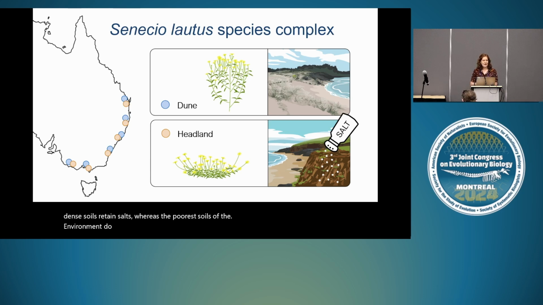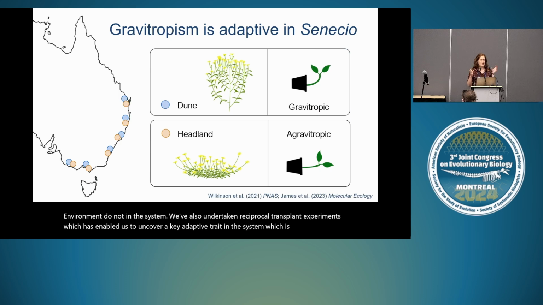In the system, we've also undertaken reciprocal transplant experiments, which has enabled us to uncover a key adaptive trait in the system, which is gravitropism. So I won't go into too many details, but gravitropism is the ability of a plant to bend or respond to that downward pull of gravity. And we've shown that it is adaptive and also associated with the phenotypes in the system. So tall dune plants do respond to gravity, and short headland plants do not.